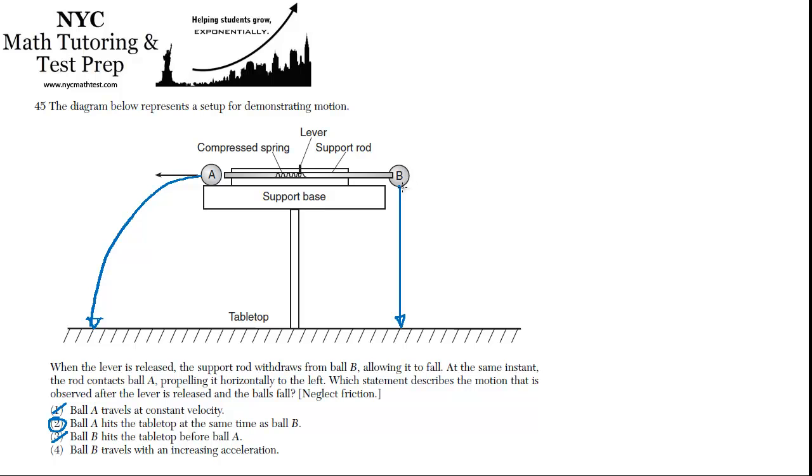Ball B travels with increasing acceleration. No, B is being accelerated due to gravity. It travels with increasing speed, but it's constant acceleration. It's a constant acceleration of 9.81 meters per second squared, which is increasing its velocity, but its acceleration is always 9.81 as long as this experiment is being done on Earth. So 2 is the best choice.